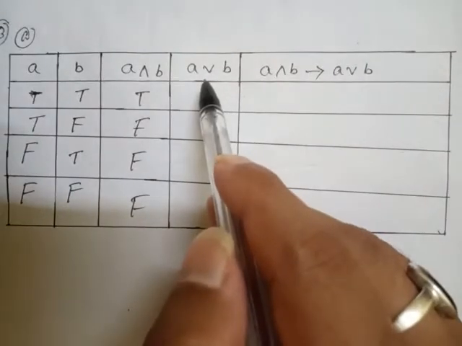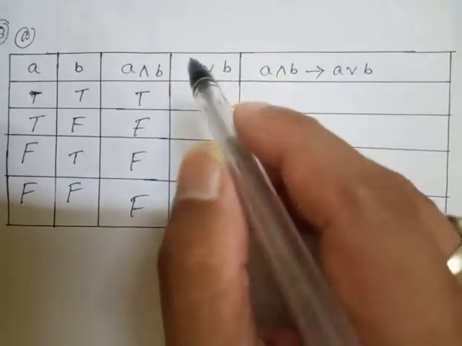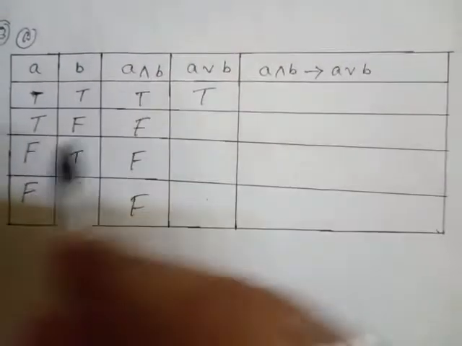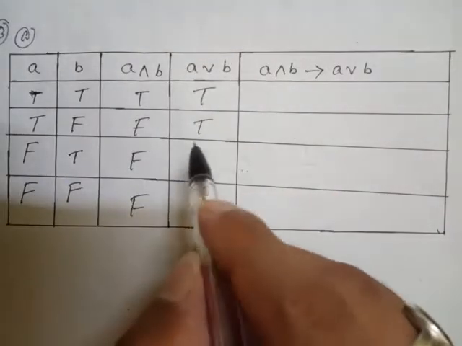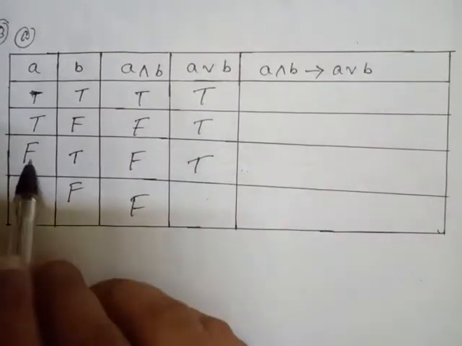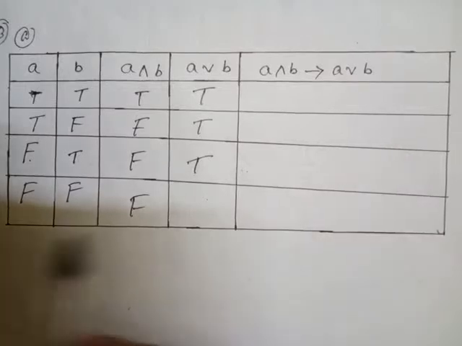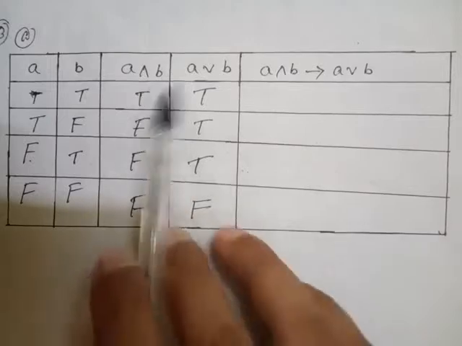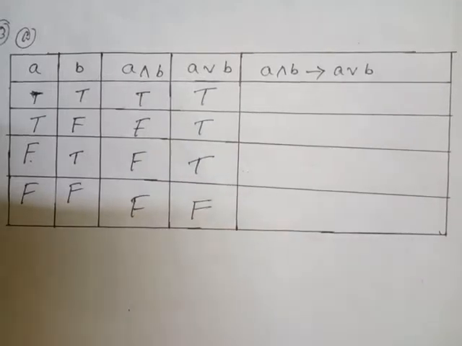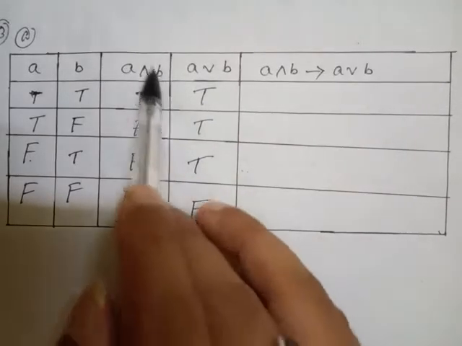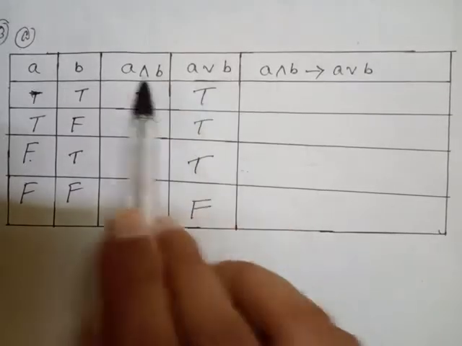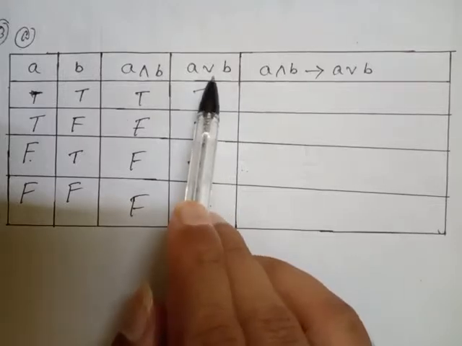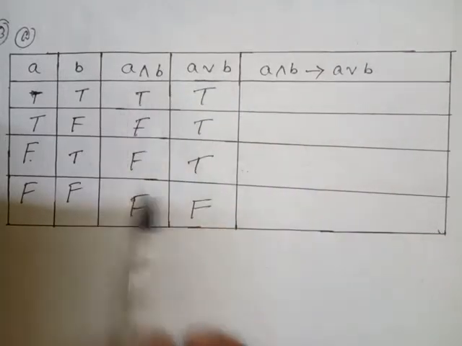This is disjunction. So according to the rule of disjunction, true true is true, true false is true, false true is also true, then false false is false. This is up to conjunction and disjunction. Now student, we need to find out the implication between this table and this table. I repeat again, A conjunction B implication A disjunction B. So between these two.